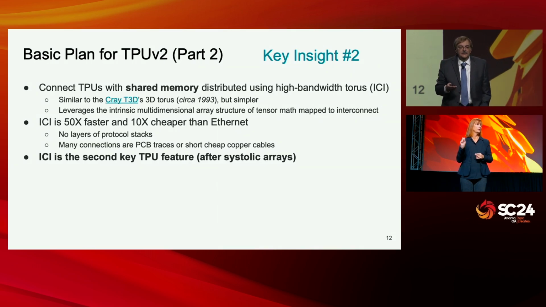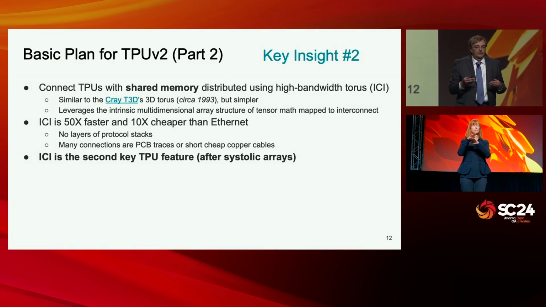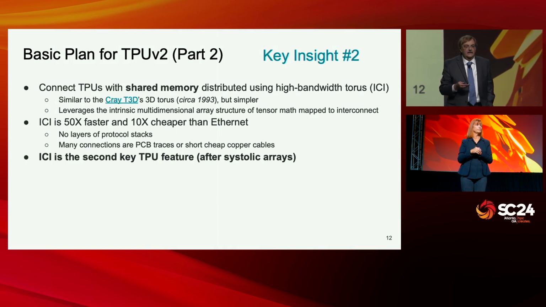The ICI is 50x faster and 10x cheaper than Ethernet. And how did we do that? Well, first, it's really like a memory interconnect on like a 2-socket server board. There's no layers of protocol stacks. Many connections are PCB printed circuit board traces or cheap copper cables between boards. So ICI is the second key TPU feature after the systolic arrays.